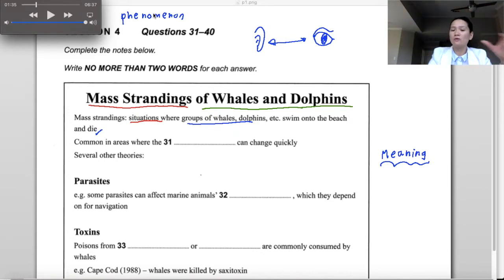Now I will go step by step, but try to listen to what they tell you about: common in areas where the can change quickly.